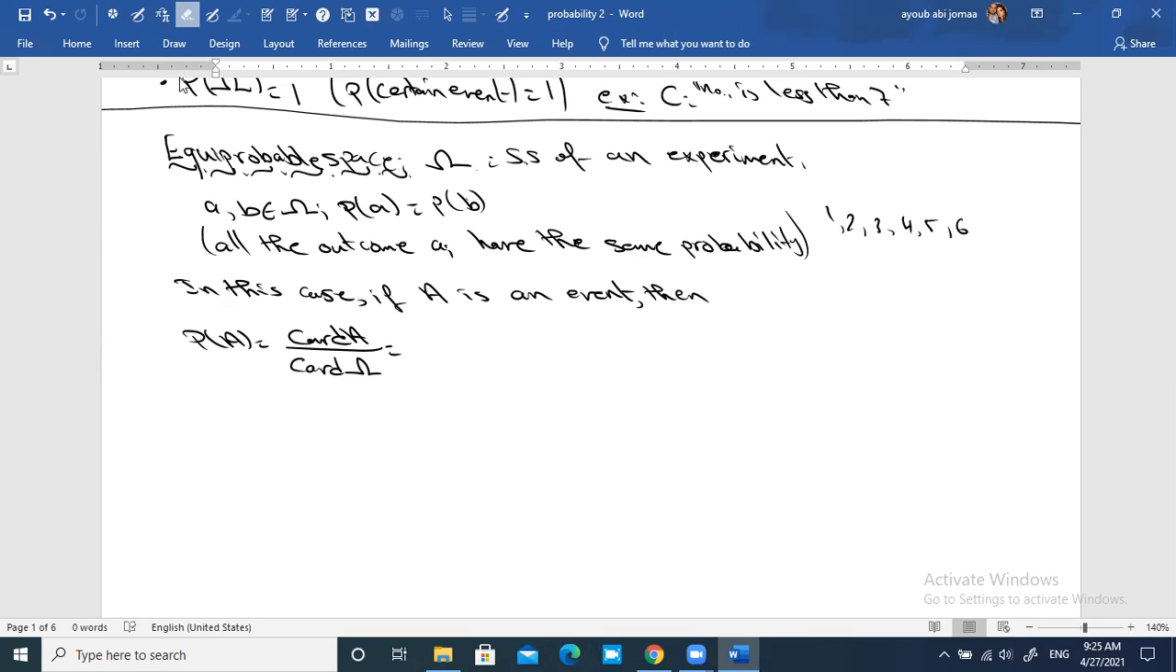Favorable outcomes, or number of favorable outcomes, over the total number of outcomes.